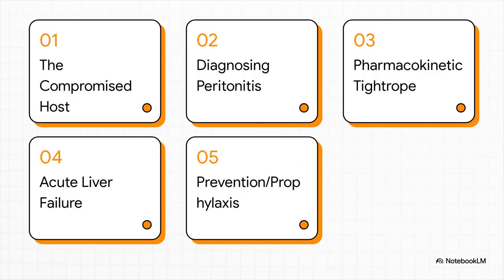So here's our roadmap. We're going to start by building a foundation, really understanding the risks these patients face. Then, we'll put that knowledge to work with a case study on peritonitis. After that, we'll walk the pharmacokinetic tightrope of drug dosing, tackle the crisis of acute liver failure, and wrap up by shifting our focus to prevention.